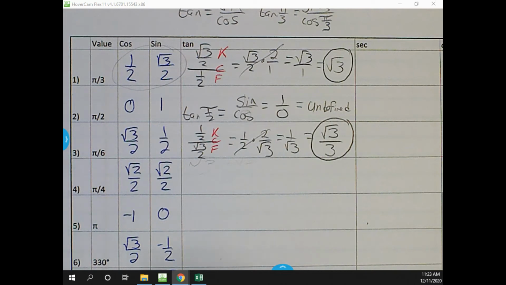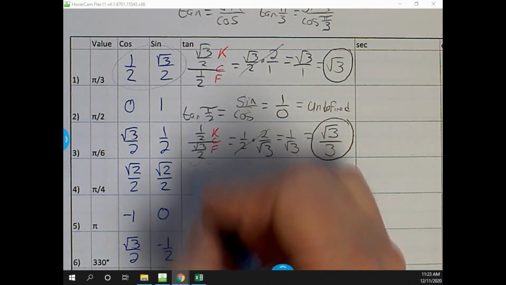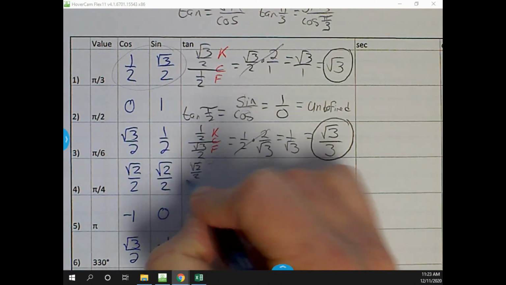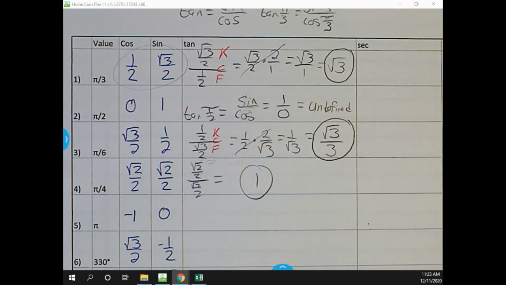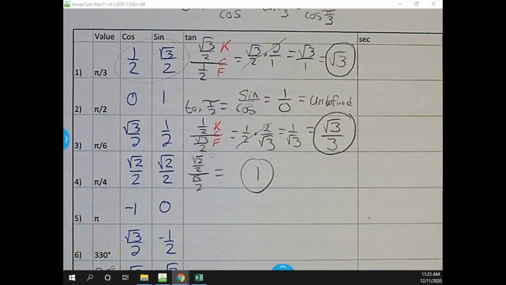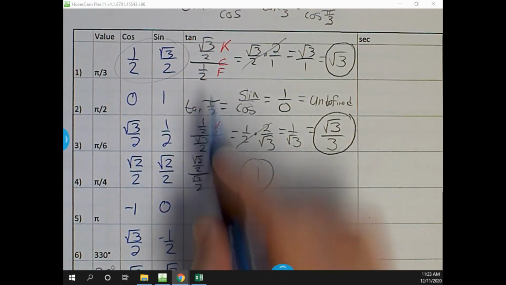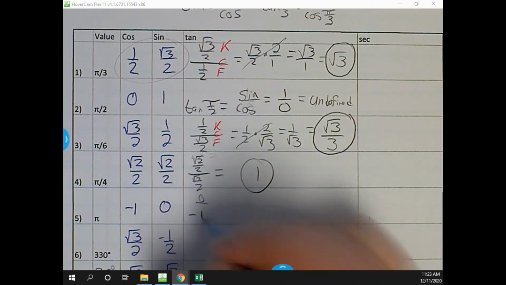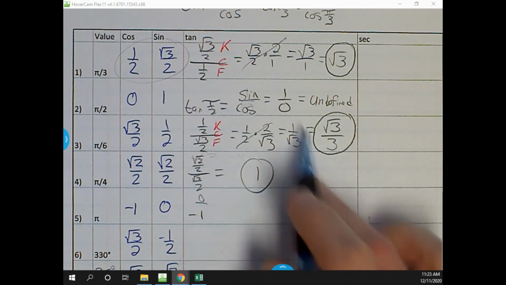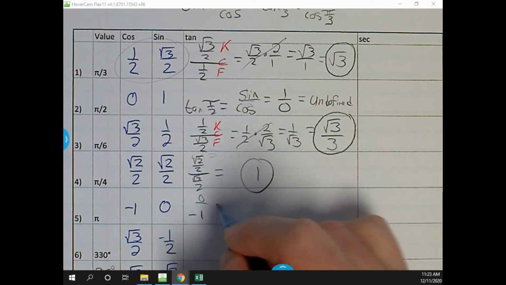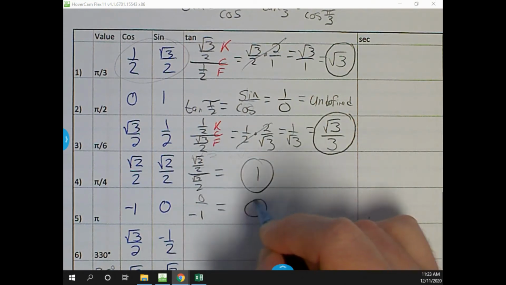Okay, number 4. This is going to be really good. Y'all going to like this one. What happens when you put the same thing over itself? Yeah, you just get a 1. It's that easy. That's all you got to do. All right, number 5. If we do tangent, it's 0 over -1. If 0 on the bottom was undefined, 0 on the top means the answer is 0.